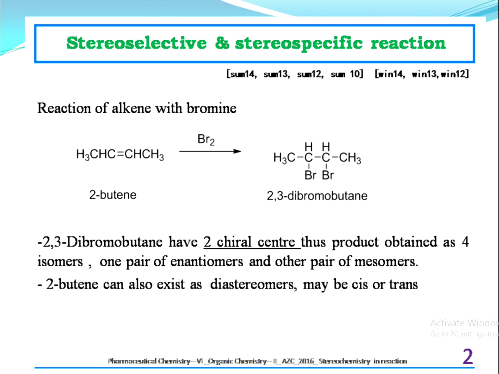So this is 2-butene. So it will react with bromine and we'll get 2,3-dibromobutane. Here you can see there are 2 chiral centers. So they can exist in 4 isomers. That is, one pair of enantiomers and others are meso. And they can also exist as diastereomers. They may be cis or trans.